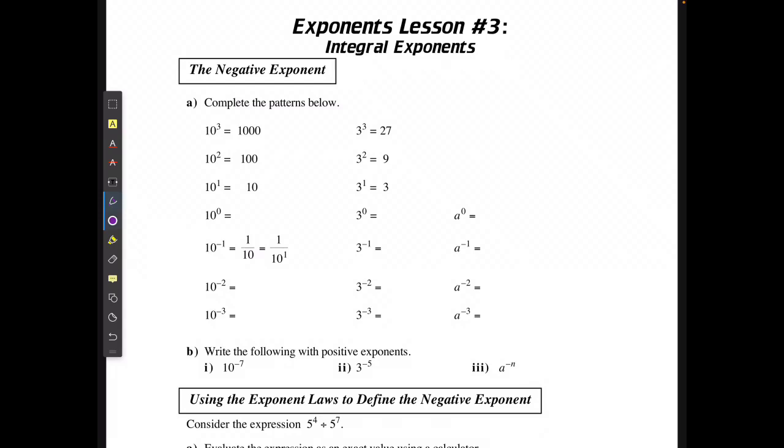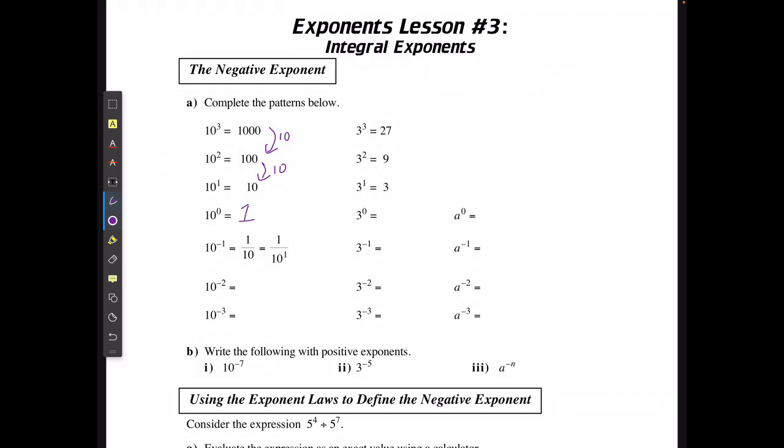So for this lesson, we're going to take a look at integral exponents. If I'm following the pattern like what we did in the previous lesson, if I started at 10 to the power of 3 and went to 10 to the power of 2, I divided by 10 each time. Just like if I went from the power of 1 to the power of 2 to the power of 3, I'm multiplying by 10 each time. So if I keep doing this, I find that anything to the power of 0, which we already know, is always going to be 1.